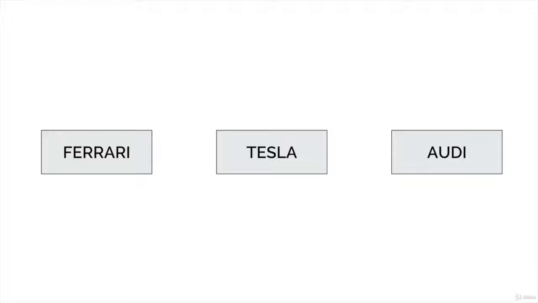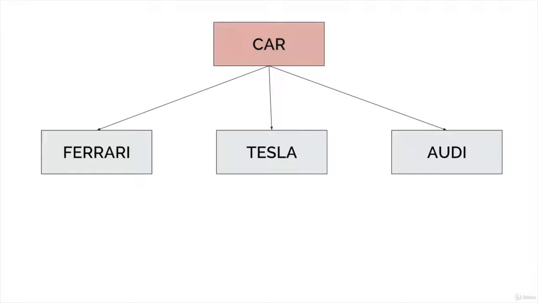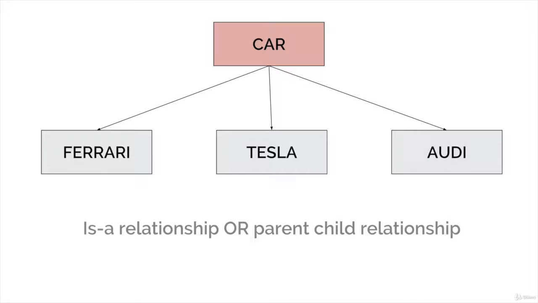To understand inheritance, I would like to take an example. Let's assume there are three cars: Ferrari, Tesla and Audi. Now these three cars are of the type car. Ferrari is a type of car, Tesla is a type of car, and Audi is also a type of car. This type of relationship between Ferrari and car is also known as an is-a relationship or parent-child relationship or inheritance in the world of object oriented programming.